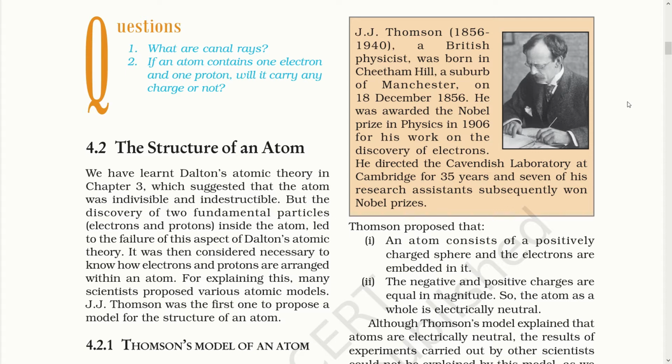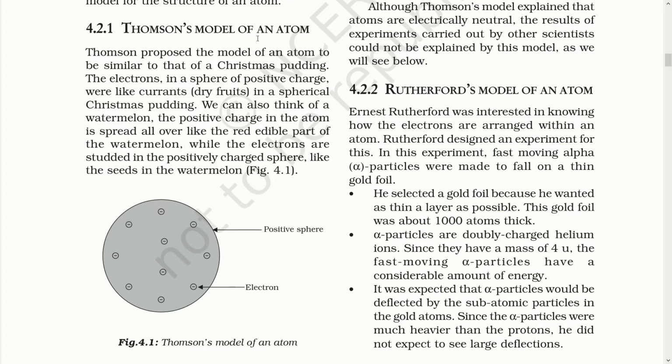J.J. Thomson was the first one to propose a model for the structure of the atom. Thomson's model of an atom. Thomson proposed the model of an atom to be similar to that of a Christmas pudding. The electrons in a sphere of positive charge were like currants, the dry fruits, in a spherical Christmas pudding.